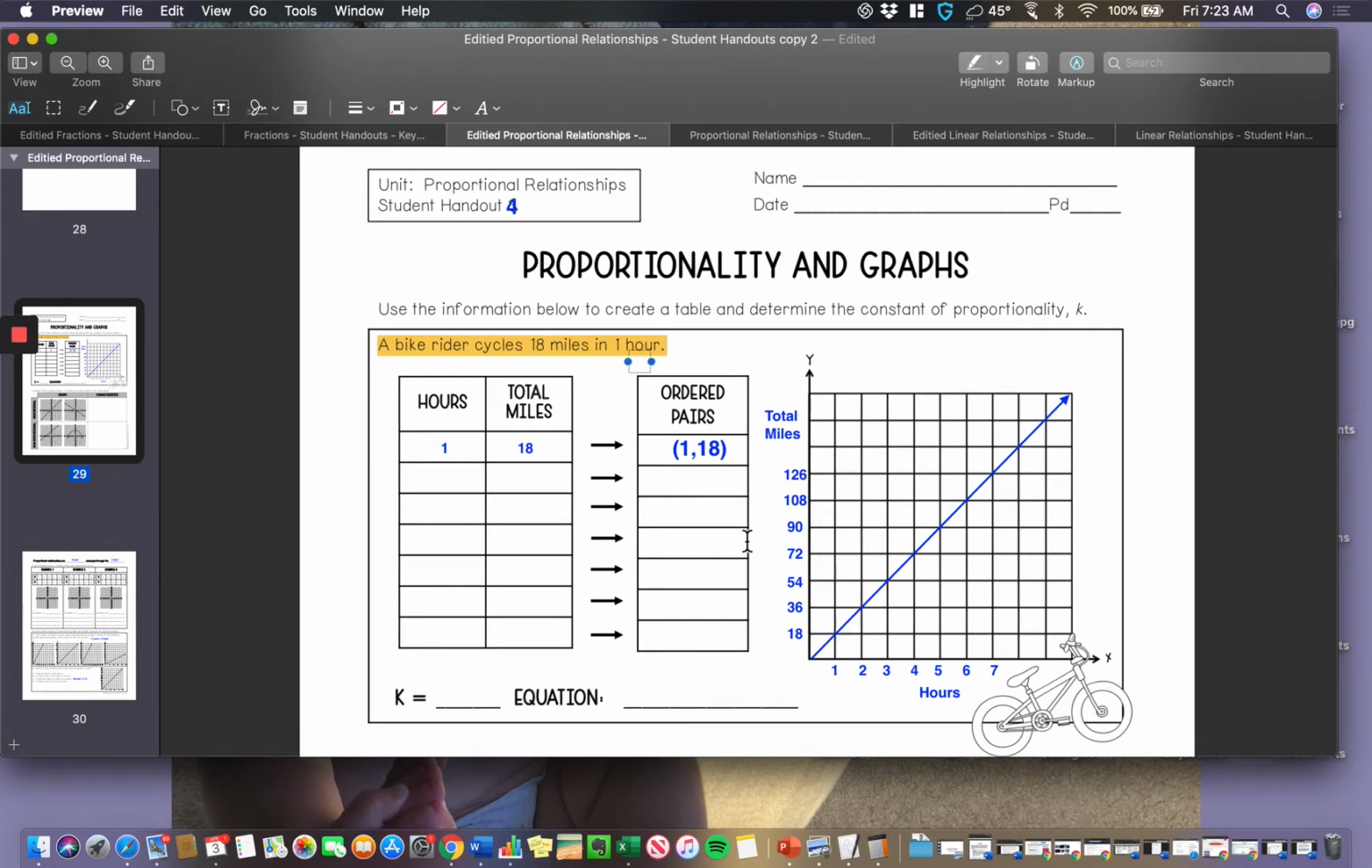Now, the way to identify your ordered pairs are at these little intersections here.